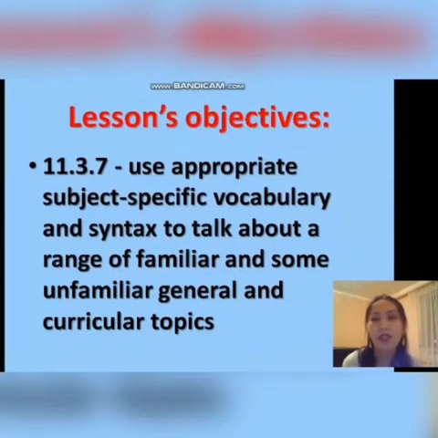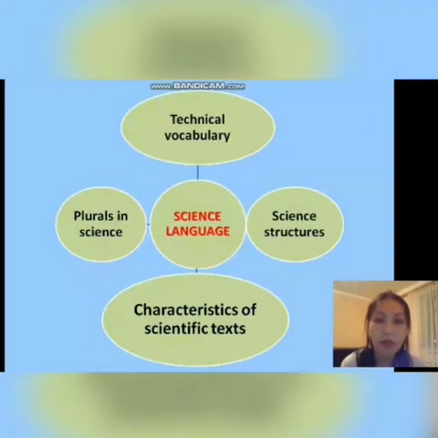Okay, let's continue today's English lesson. Our lesson's objective is to use appropriate subject-specific vocabulary and syntax to talk about a range of familiar and some unfamiliar general and curricular topics. Dear my students, if you want to know this science language, you must know four tips. First, technical vocabulary; second, plurals in science; third, sentence structures; and fourth, the characteristics of scientific texts. Let's have a look at each of them.